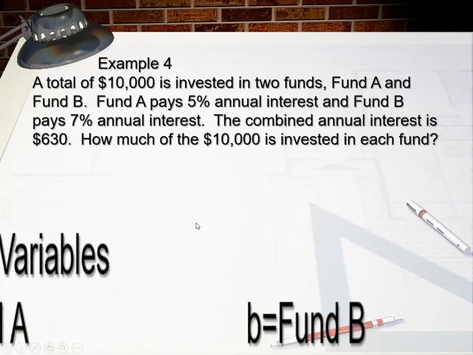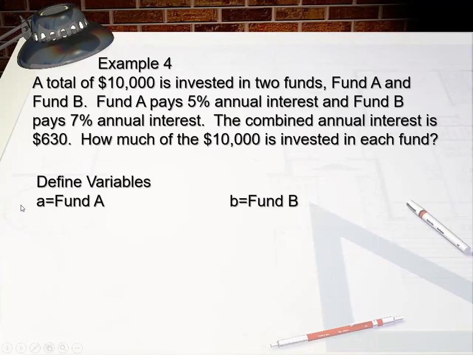So just like before, we have to go find some variables. Since they're using Fund A and Fund B, I'm just going to use variables A and B this time. Our equation for quantity here is A plus B equals 10,000, meaning the total amount that is going in each one.